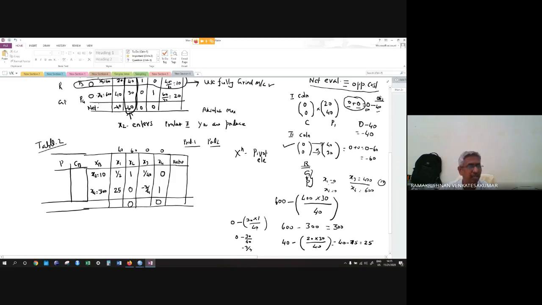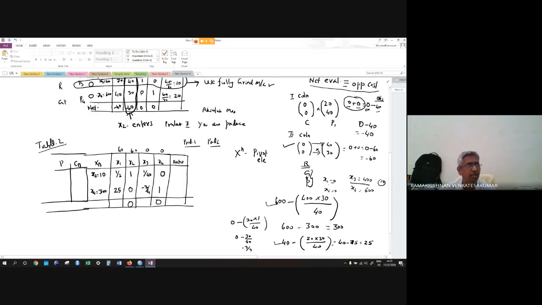Then I repeat the calculation for 40. For the 40, the number in the intersection, that is 20, 30 and 40. So 20 into 30 by 40. Net result is 25. So I have written 25 here.